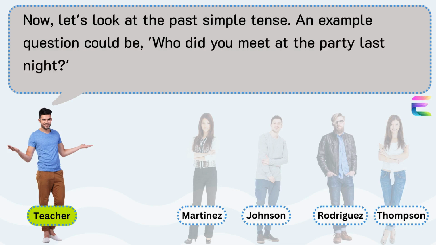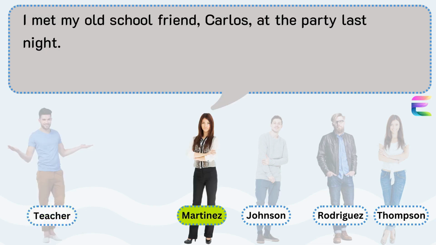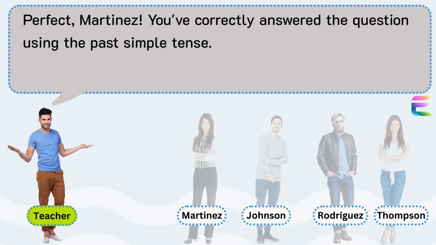Now, let's look at the past simple tense. An example question could be, who did you meet at the party last night? Martinez, could you answer this question using the past simple tense? I met my old school friend, Carlos, at the party last night. Perfect, Martinez. You've correctly answered the question using the past simple tense.